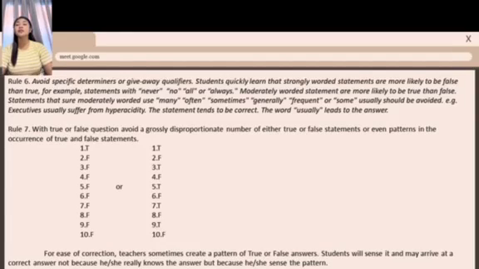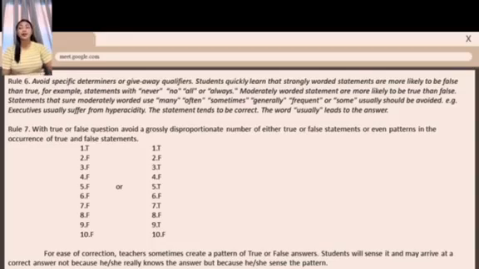Avoid specific determiners or giveaway qualifiers. Some students quickly learn that strongly worded statements are more likely to be false than true, for example, statements with never, no, all, or always. Moderately worded statements are more likely to be true than false. Statements that use moderately worded terms such as many, often, sometimes, generally, frequently, or some should be avoided, etc. Likewise, a hypothetical statement with the word usually tends to be correct, and the word usually leads to the answer.